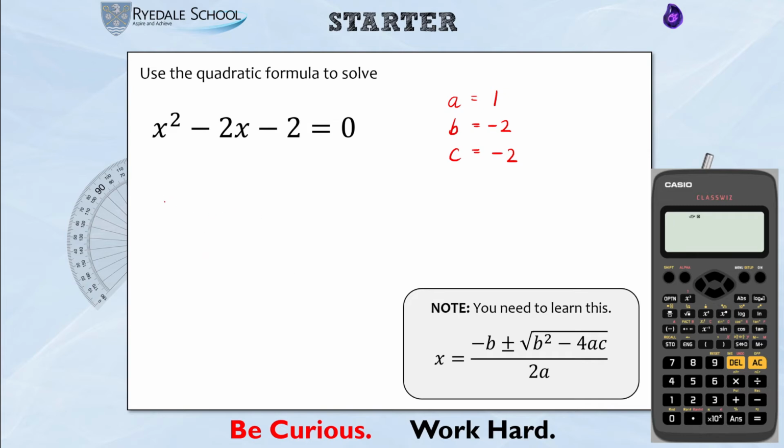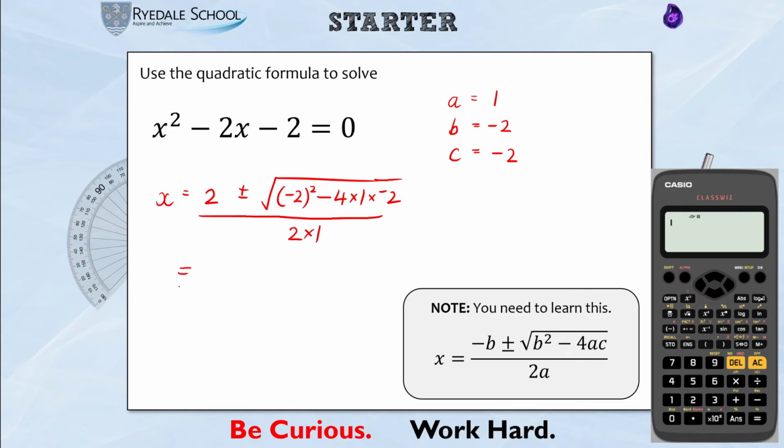So let's substitute into the quadratic formula. Well, I need minus b. If b is -2, minus b is 2. Then I've got my plus or minus. I need to do b squared, so -2 squared, minus 4 times a times c, which would be 4 times 1 times -2, all divided by 2a, which is 2 times 1.